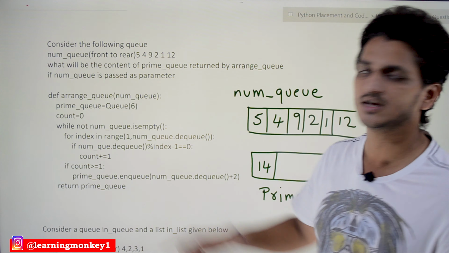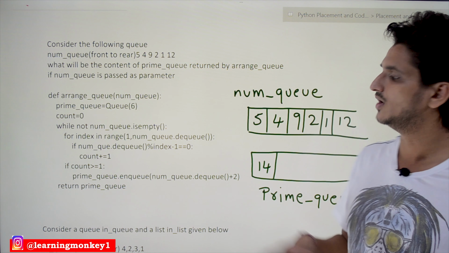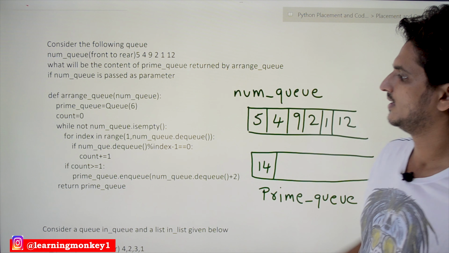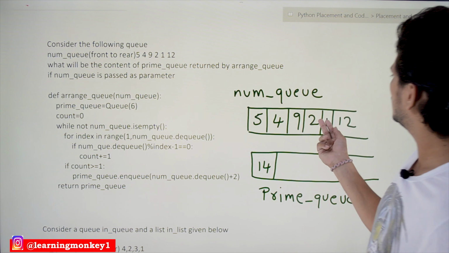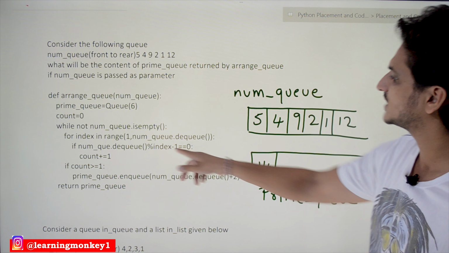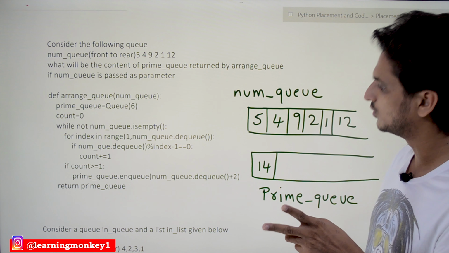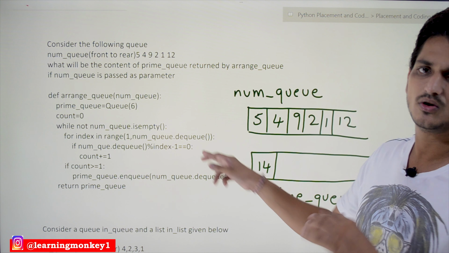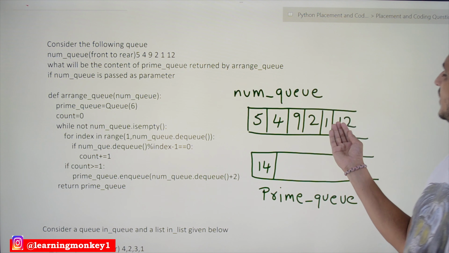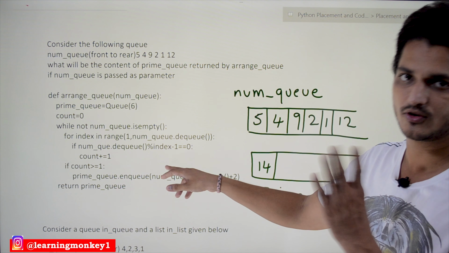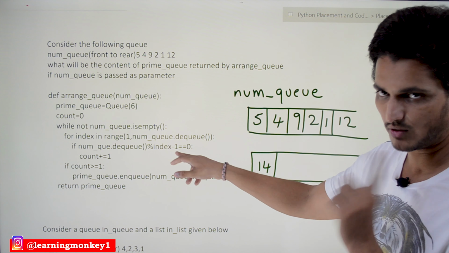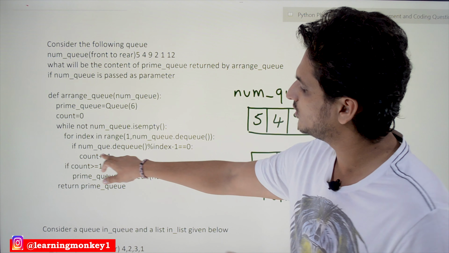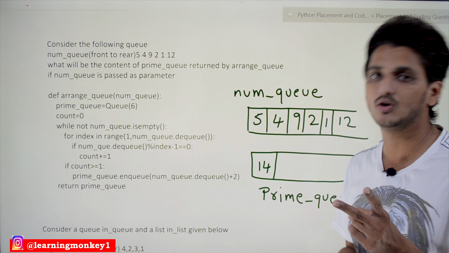Inside, count plus equal to 1 increases the count value. Initially count is 0, so now count is 1. Again it goes to the next element, 2, with index value 3. 2 mod 3 is 2, and 2 minus 1 is 1, which is not equal to 0. Again it goes to 1, with index value 4. 1 mod 4 is equal to 1, and 1 minus 1 is equal to 0. So the condition is satisfied and count is incremented. Count is equal to 2.